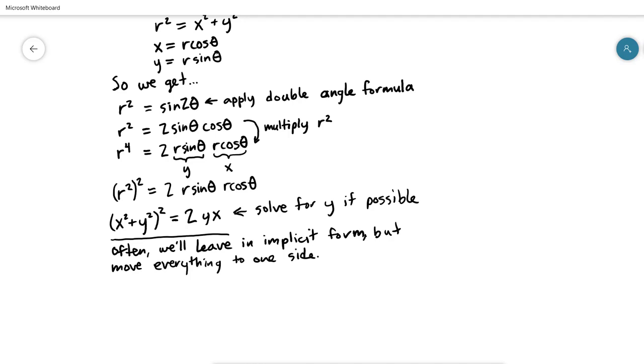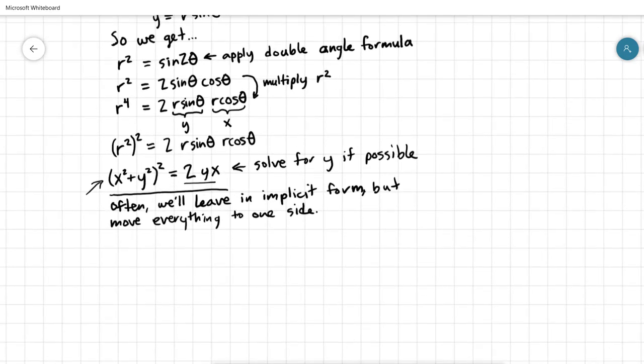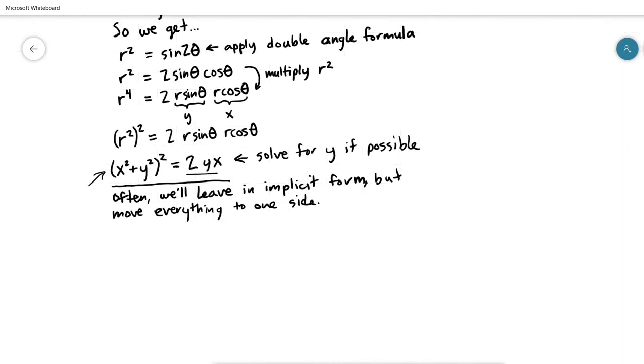So if you wanted to FOIL this piece out and move this piece over to the other side, we would wind up with something that looks like this. I'm just going to skip ahead and do that. Again, I'm just getting this by FOILing everything out. I'd get x to the 4th plus 2x squared y squared plus y to the 4th minus 2xy equals 0. And that might be the way that we wind up leaving this problem.